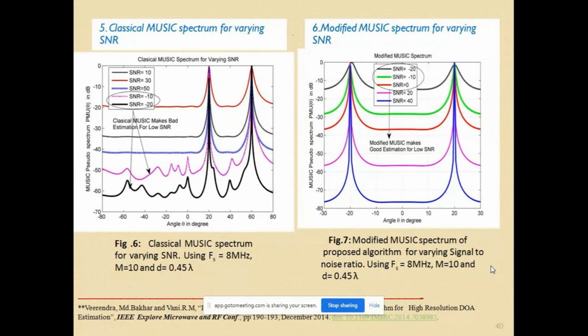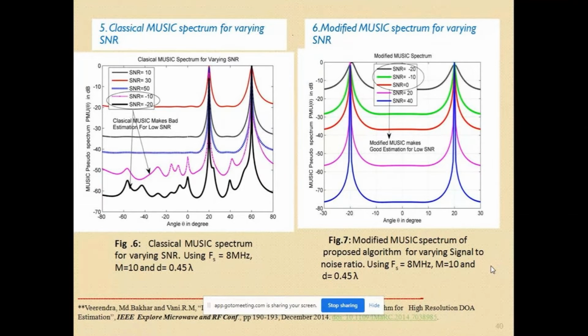For 20 and 60, the direction of arrivals of the incoming signals are estimated accurately. But when we go to minus 10, and minus 20, we could see that a deviation has taken place. We could see multiple peaks in the graph. It illustrates that the signals are not precisely estimated. In addition to estimating the 20 and 60, many peaks are represented.